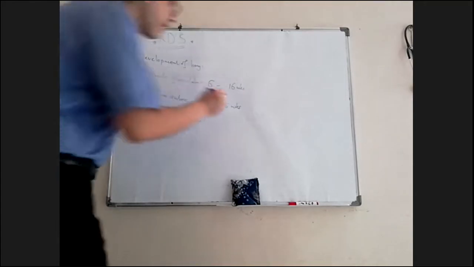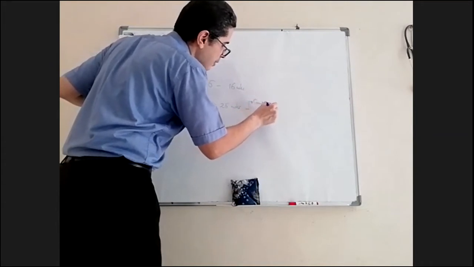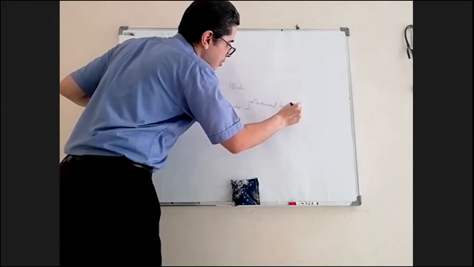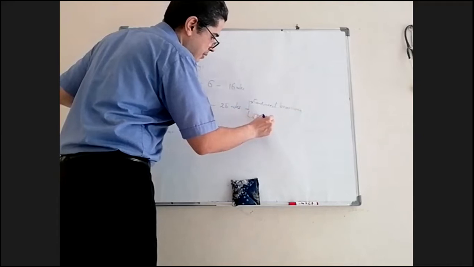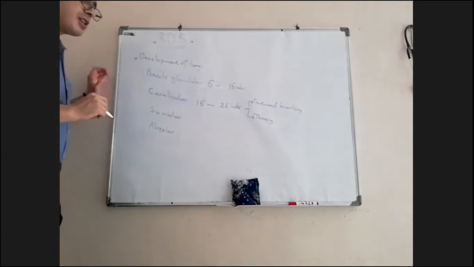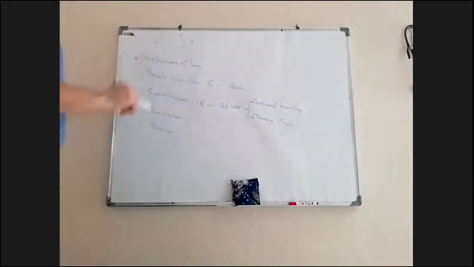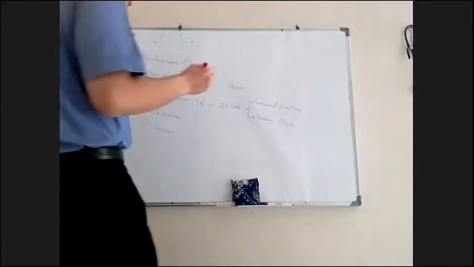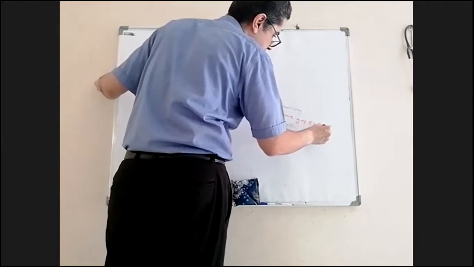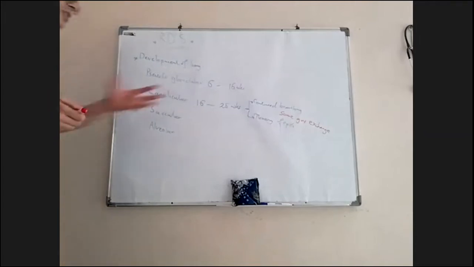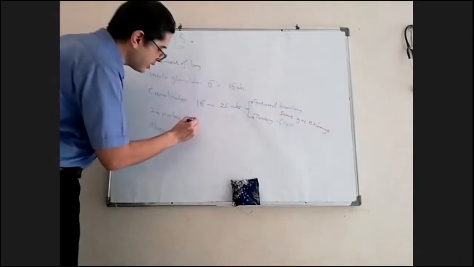Here in canalicular, what changes do we have? We have continued branching of airways, and we have thinning of the epithelium. So there is some gas exchange. It is not complete, not good, not satisfactory gas exchange, but there is some gas exchange, because the epithelium becomes thin. So easy to remember: 6 to 16, 16 to 26, 26 to 36.